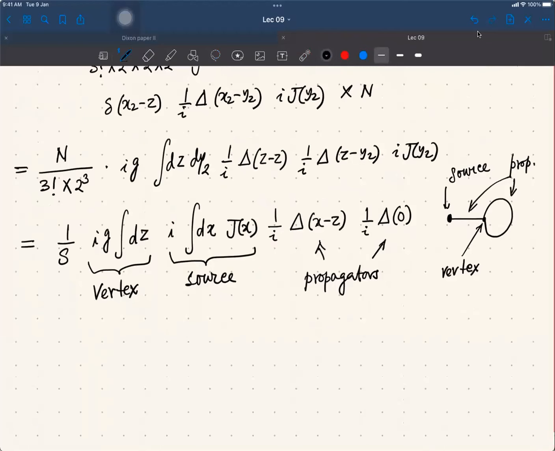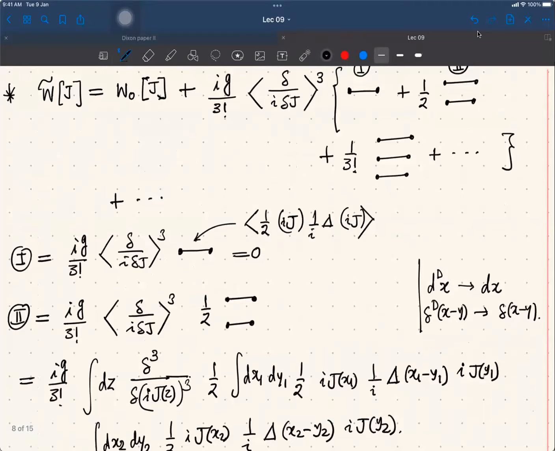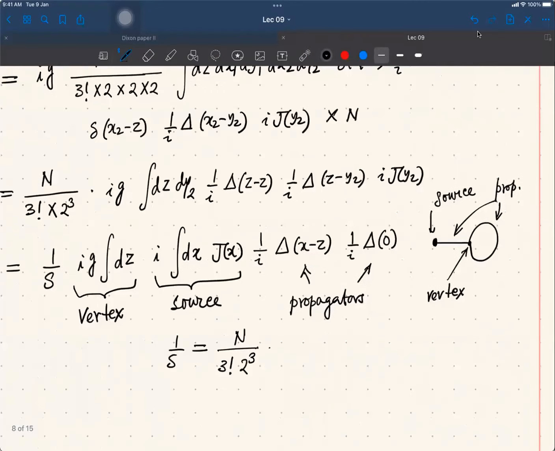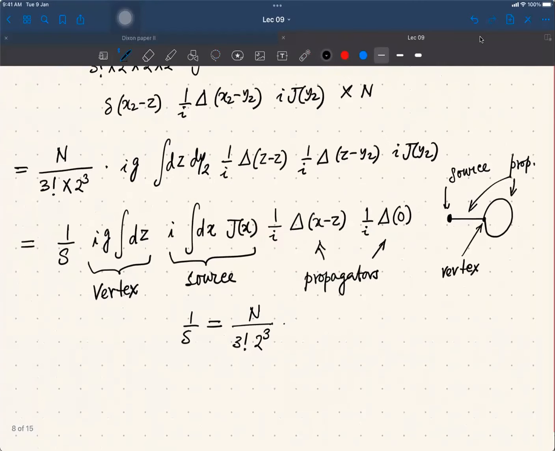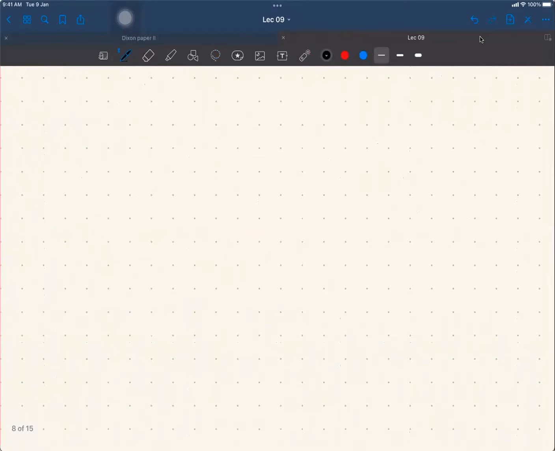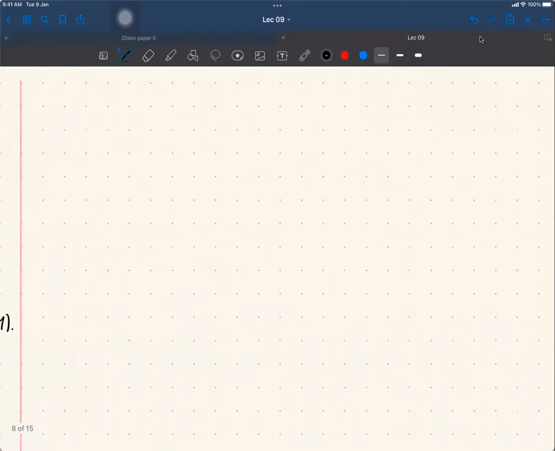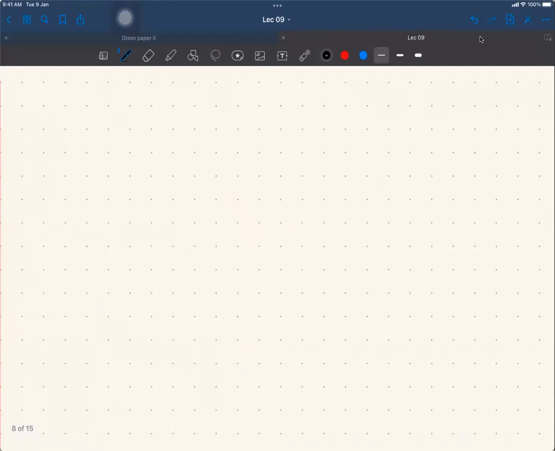And then 1 over s is by definition n over factorial 3 times 2 cube. We have to figure out what n is. Once we know what n is, we know the symmetry factors. So therefore, we can write down the Feynman rules. Let me write down the Feynman rules now, which will be true for all the other terms in W tilde J.